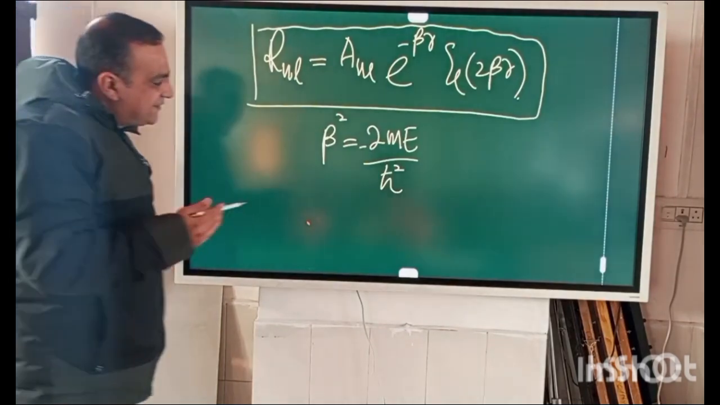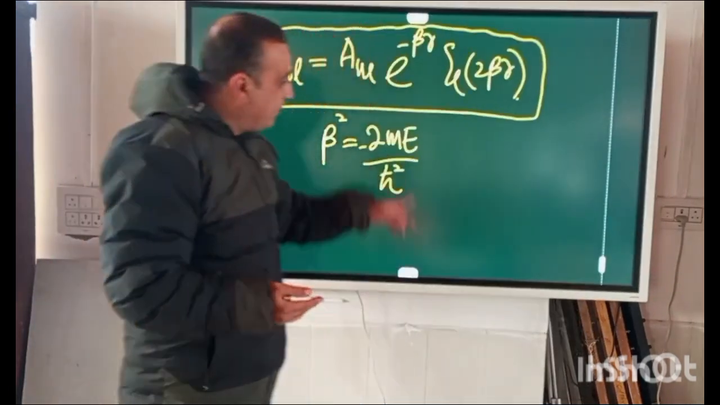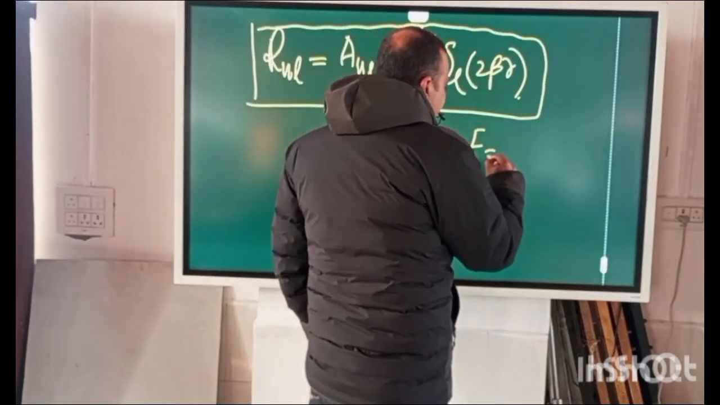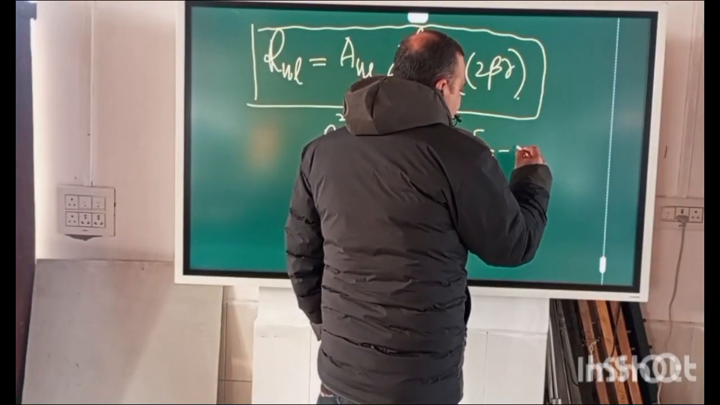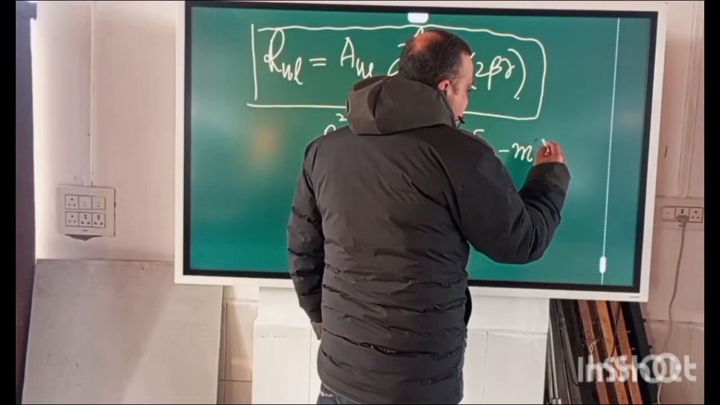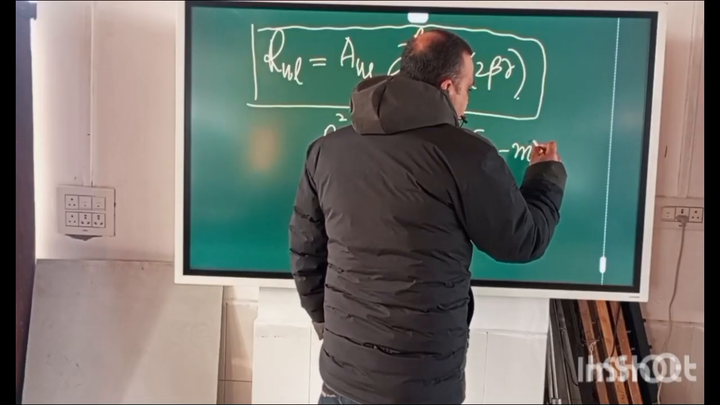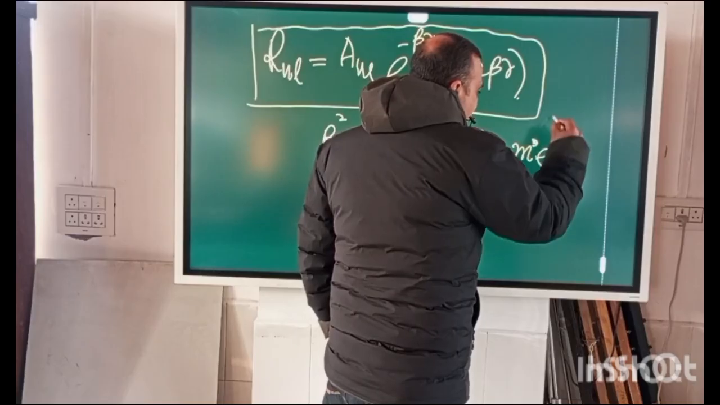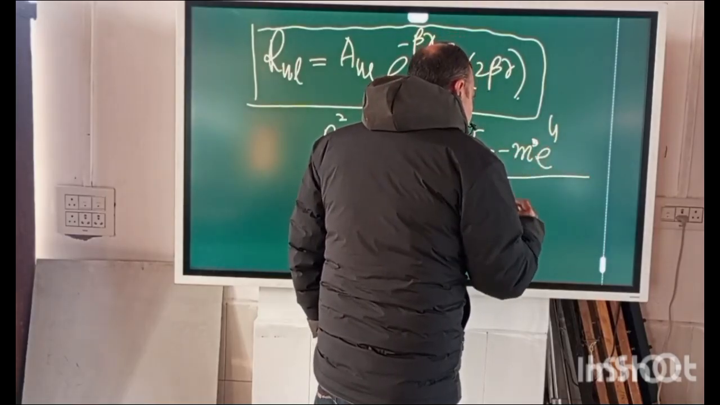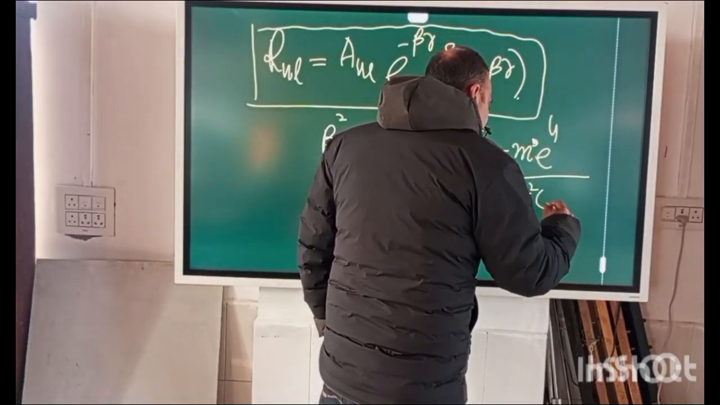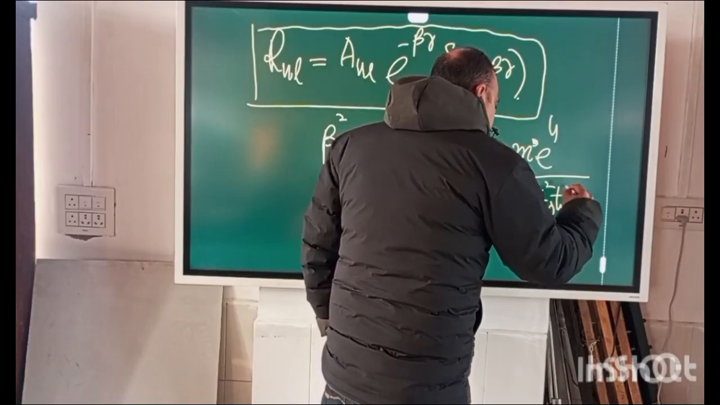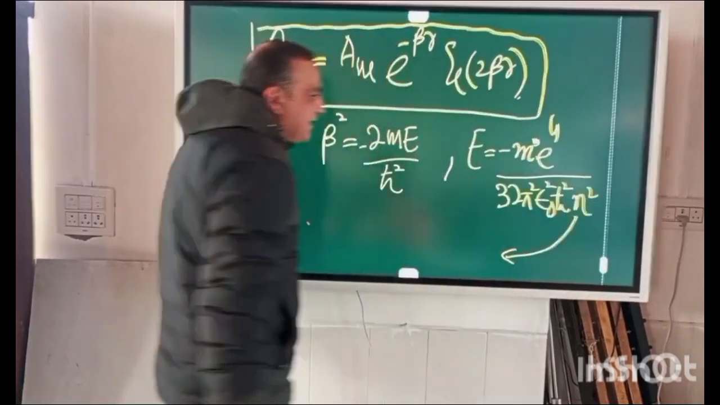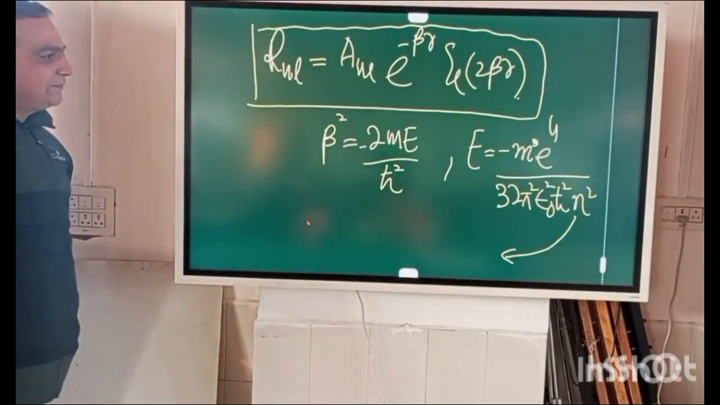And in the last lecture, what we did, we calculated this E. This E, as calculated, its value is minus m e to the power of 4 divided by 32 pi square epsilon naught square h bar square n square. And this n is called the principal quantum number.